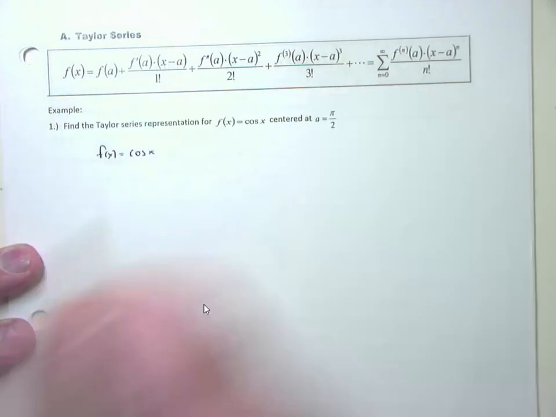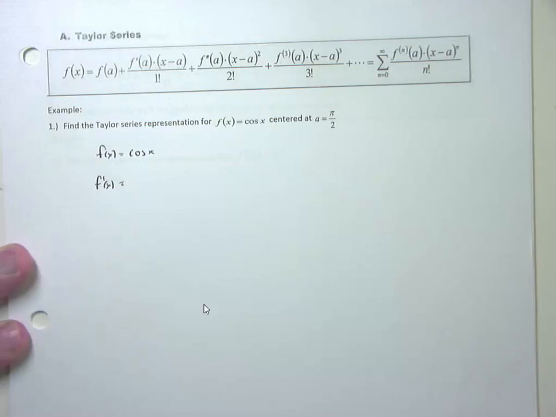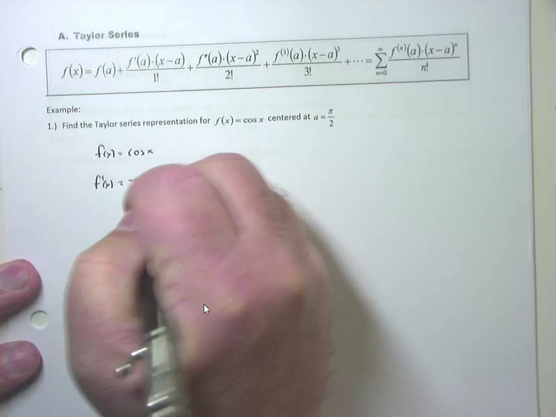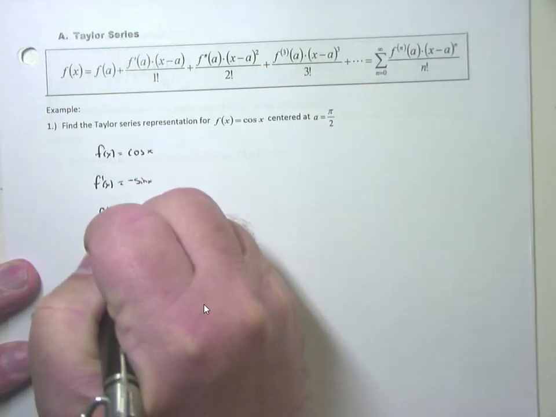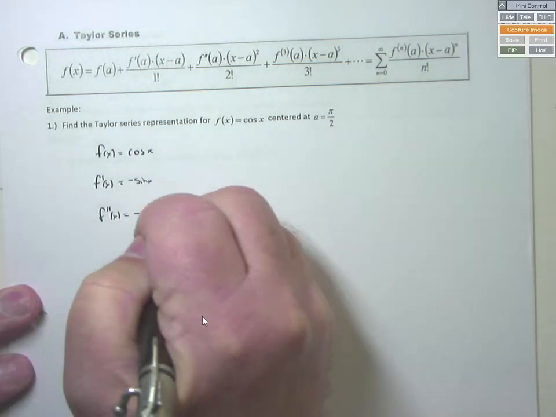But you need also a bunch of derivatives. So we need the first derivative. What is the derivative of cosine of x? Negative sine of x. What is your second derivative? Remember, this is calculus 1. Don't integrate it. Take the derivative of it. What is the derivative of negative sine of x? Well, derivative of sine of x is cosine of x. With the coefficient out front, that makes it negative cosine of x.